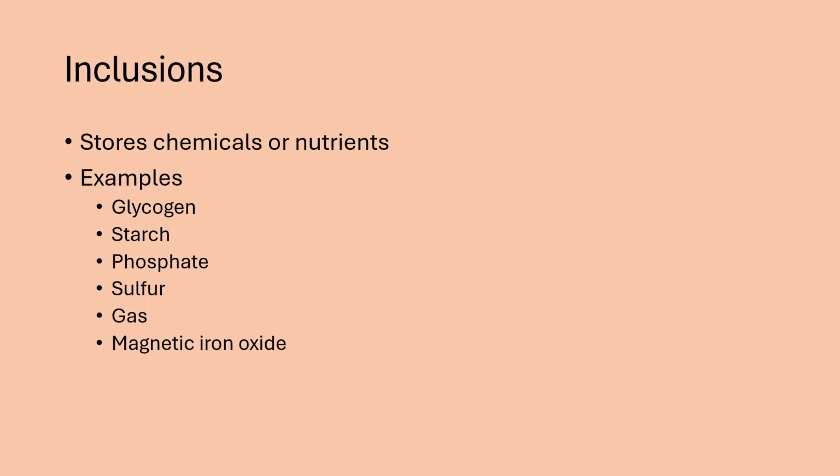Inclusions. There are different types of inclusions that may or may not be found inside a prokaryotic cell. An inclusion just means it's something that's storing chemicals or extra nutrients. It may be storing starch, may store sulfur, may store gas or iron oxides.